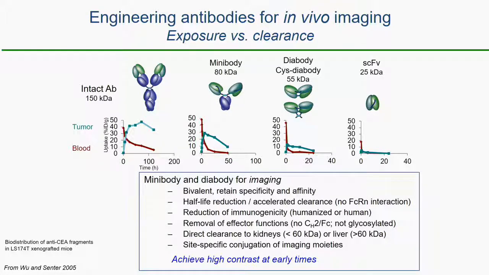So I think I've gone through pretty much all of these features, except to also mention that as long as you're engineering these antibodies, you can do things such as include novel amino acids for site-specific conjugation. So we and others use cysteine residues to provide thiols for thiol-specific conjugation so that you can have better control over where and how you are conjugating. But the important point is, by using these fragments, we maintain the affinity and specificity of the parent antibody, but we can achieve high contrast at much earlier times.